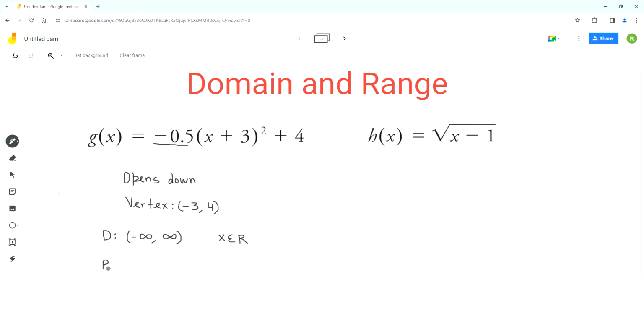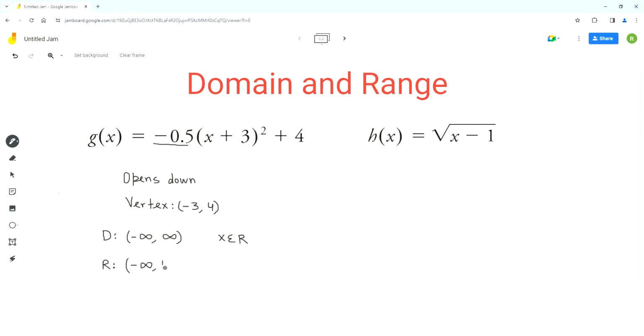Now as you may know, range is the set of all possible y values for a relation or function. So for the range, we'll have to analyze the behavior of the graph along the y-axis. So as we just discussed, this parabola has a maximum point, and since this parabola opens down, that means this parabola spans all parts of the y-axis below or equal to 4, because 4 is the y coordinate in the vertex.